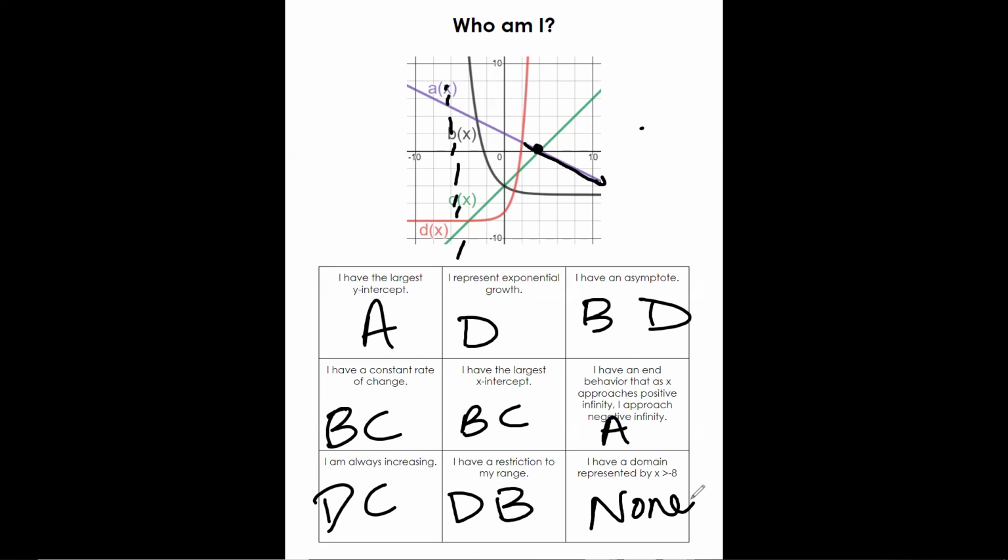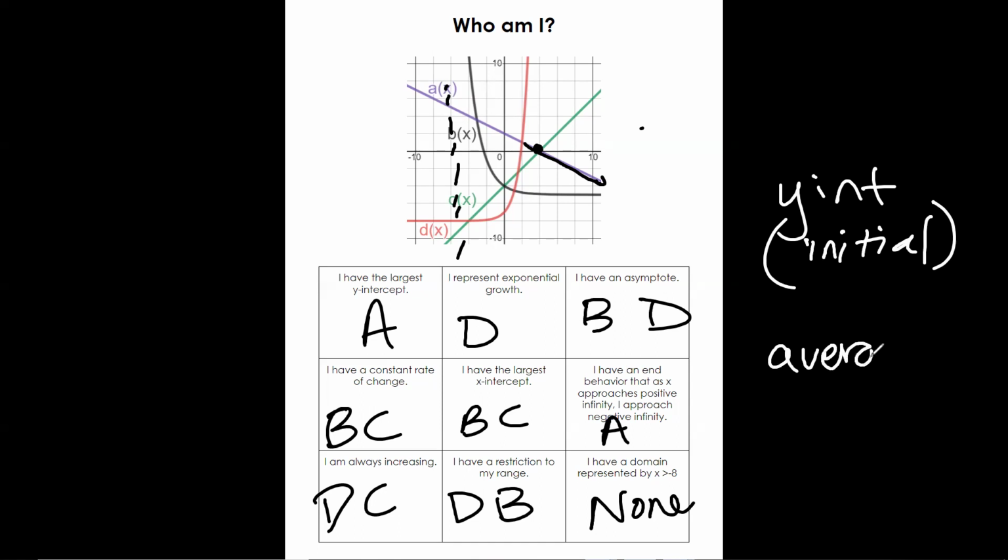Okay. On your mastery check, these are the 3 questions that you're going to be asked. It's going to ask you about y-intercept or your highest initial value and compare them. Okay. It's going to ask you for the average rate of change. Okay. And then the last one is going to ask you about end behavior.